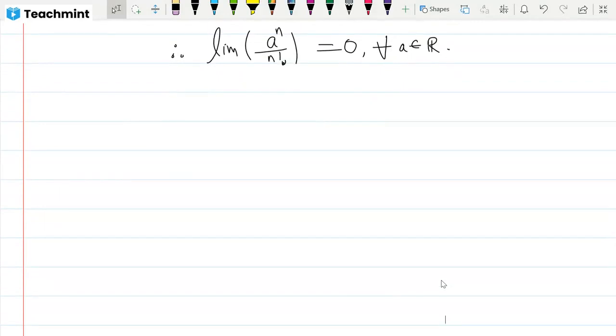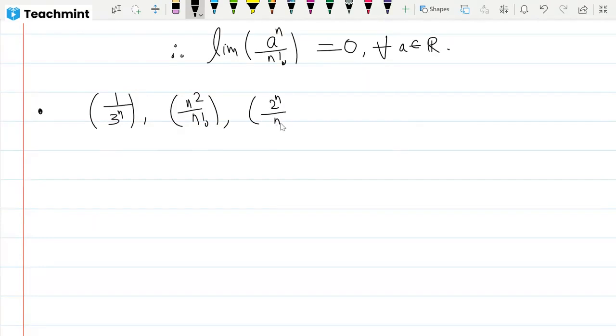So I will write a few practice questions. You can practice yourself. If you find any difficulties, you can raise them in the next class. Show or test the convergence of the following sequences. Meanwhile, you can tell the answers also. So this is n square over n factorial, and I will write one more: 2 power n over n factorial.